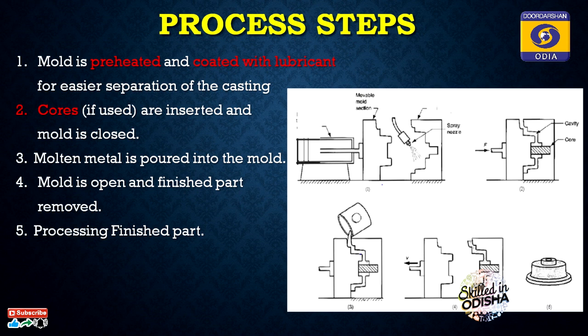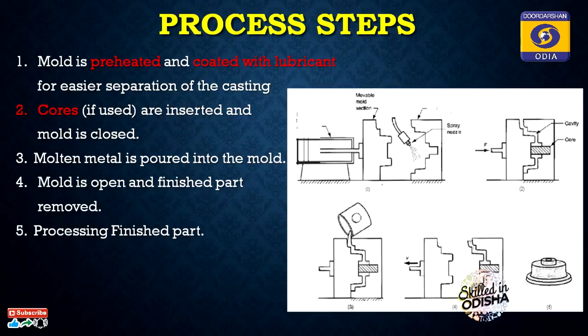So first, preheating is done inside the mold. Why is preheating done? Preheating is done to facilitate the molten metal flow. Then nozzle spray coating is done inside the mold cavity. Why is nozzle spray coating done?